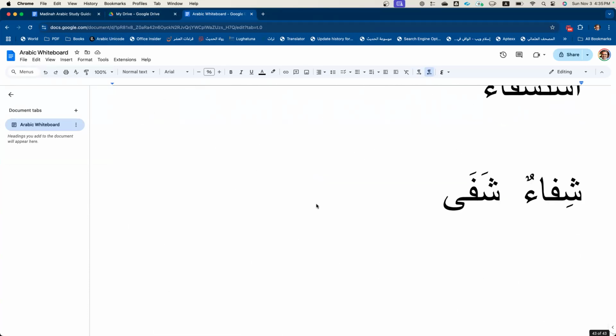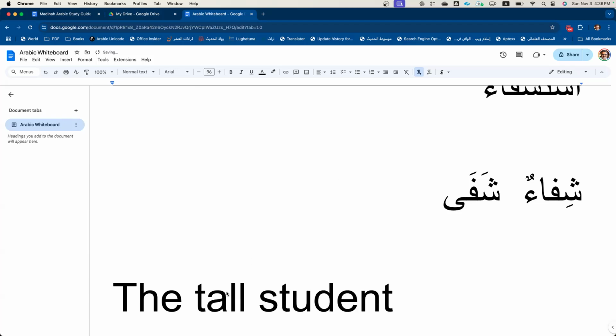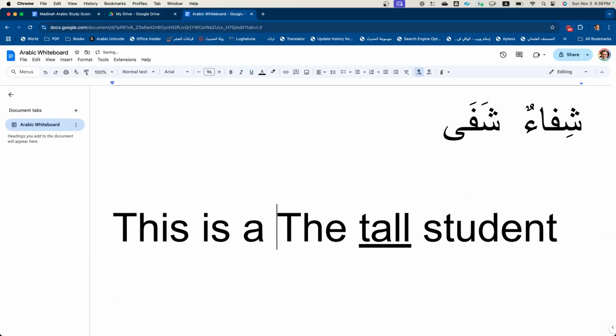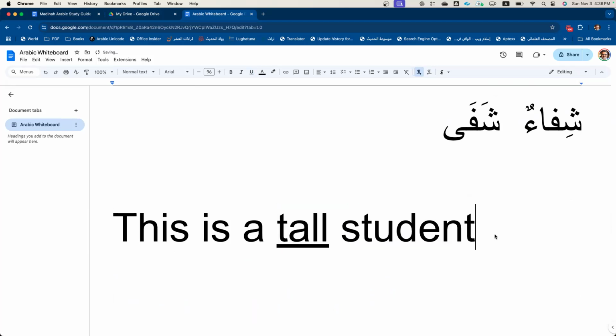So last time, part one of lesson 9, we learned about adjectives. For example, in English, we will say the tall student. So we're trying to describe the noun. The noun is the student, and we're trying to describe something about them. The tall student, right? So how would I say the tall student? Or, this is a tall student. Sentence.